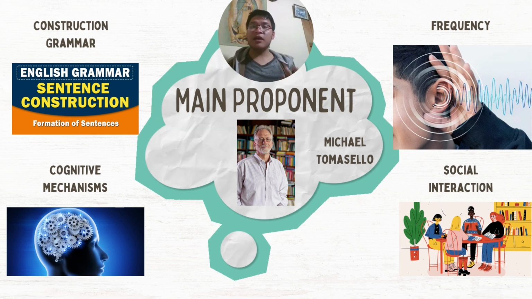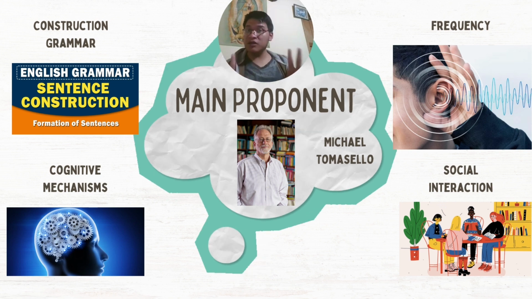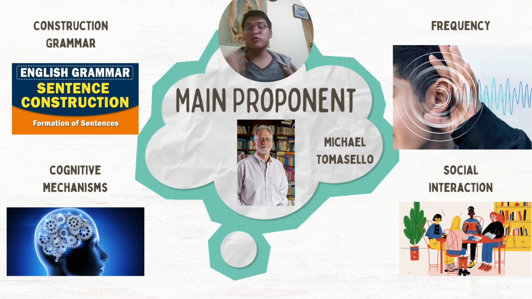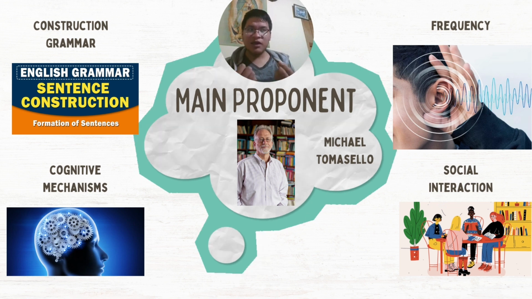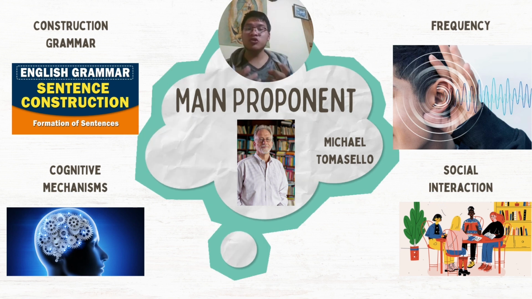Tomasello explained that learners use two important cognitive mechanisms, categorization and analogy, because these two mechanisms play a crucial role in learning, because they will use it to generalize some specific forms of the language. And finally, the last one is social interaction. Although this factor is not the main focus of the theory, this theory emphasizes that social interaction is important because it provides learners with opportunity to exposure to language, which is something very essential.